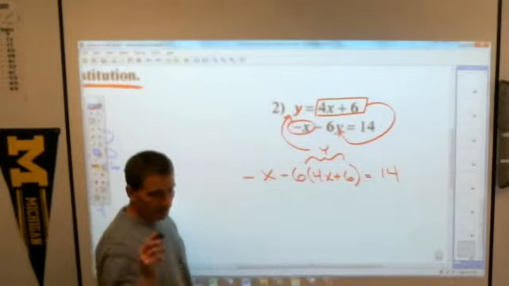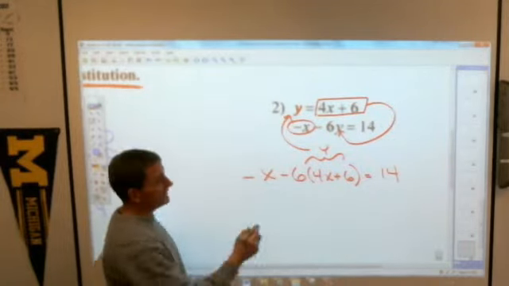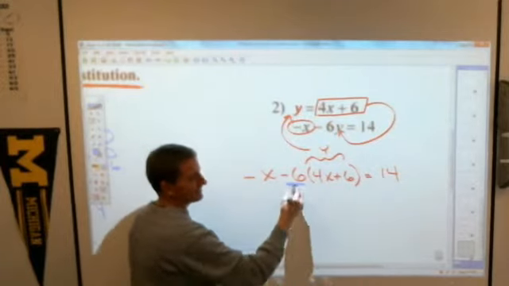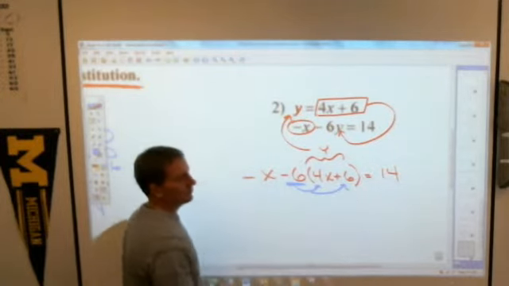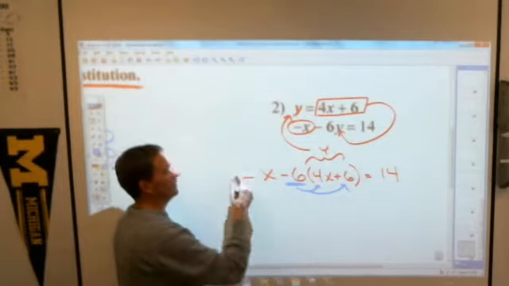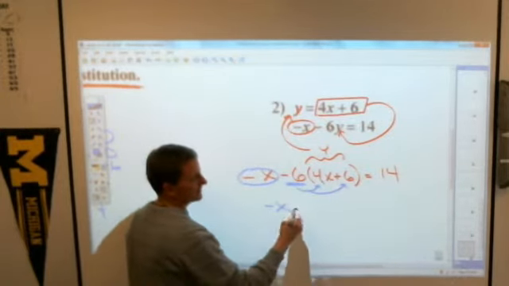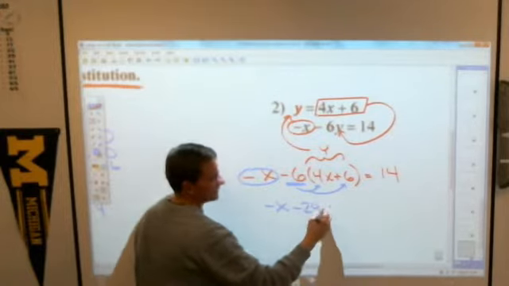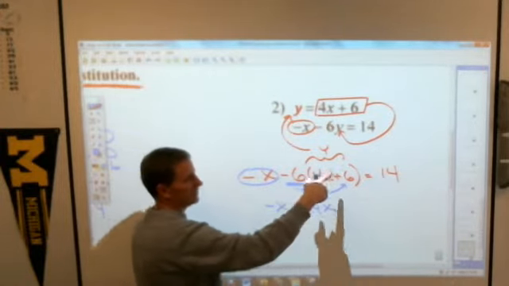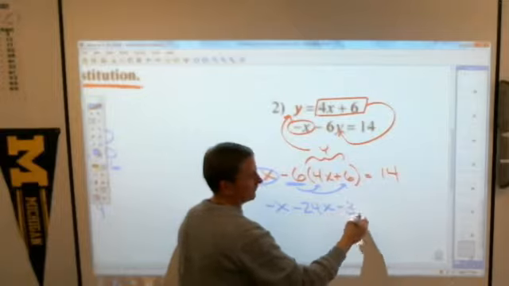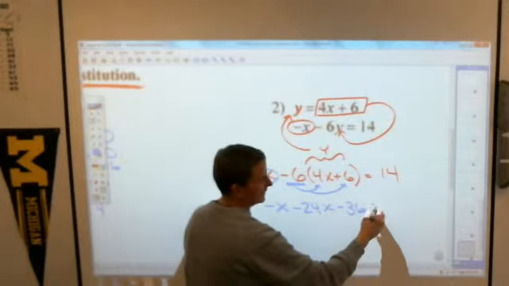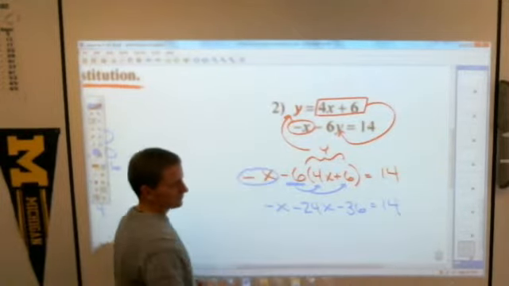Please be careful with this. If you're gonna make a mistake, this is where it'll be. This is minus 6 times both of these when we use the distributive property. So let's look. This stays negative x. Negative 6 times 4x is negative 24x. Negative 6 times positive 6 is negative 36. And that equals 14.